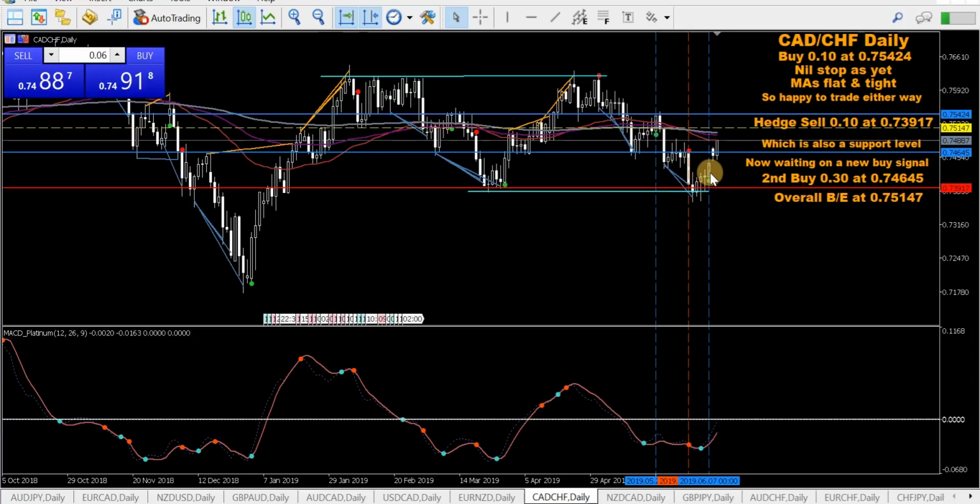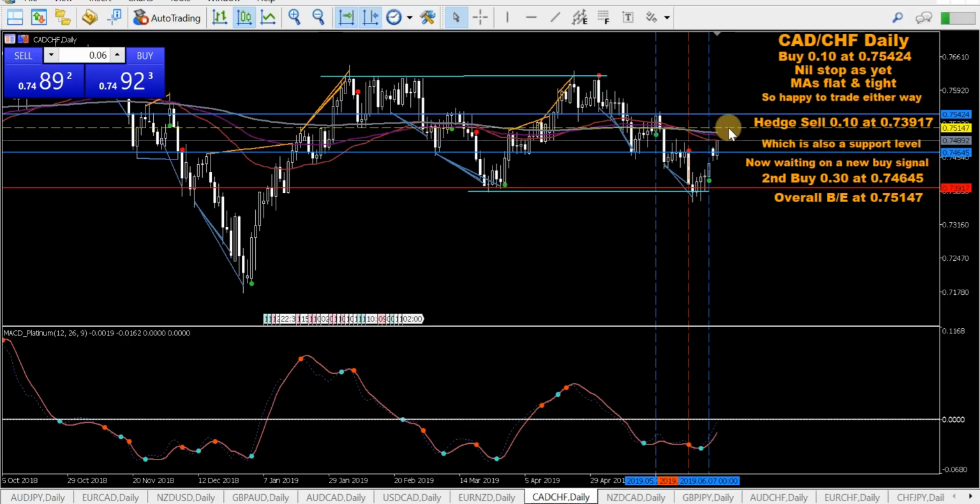Then there's a new buy signal a couple of days ago, or last week. And so I take that second buy at 0.30. Now, I put all those figures in the spreadsheet, which you would have seen, which I normally attach to the chart when I post the screenshot, and it gives me an overall break even. Normally I mark that overall break even with a dashed yellow line. So in this case, overall break even is at 75147.